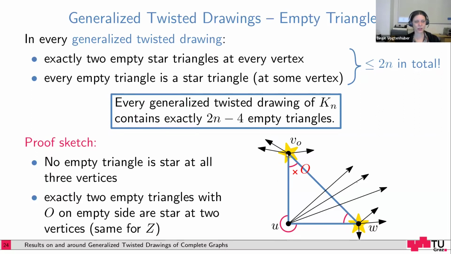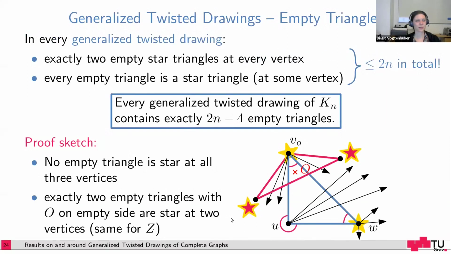One of those triangles we've seen: it's the triangle that bounds the cell containing O at the incident vertex, and then showing that there is exactly 1 second one always is a bit of case distinction and a lot of using properties of generalized twisted drawings again. So that finishes the empty triangles in generalized twisted drawings.